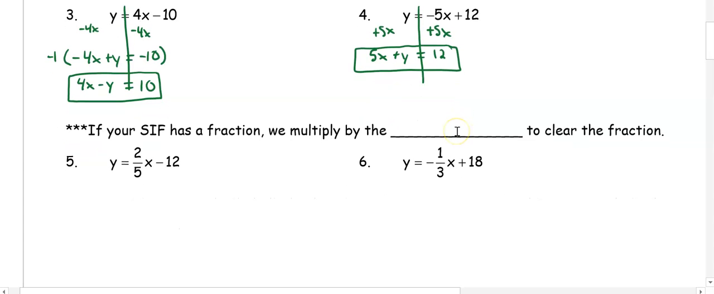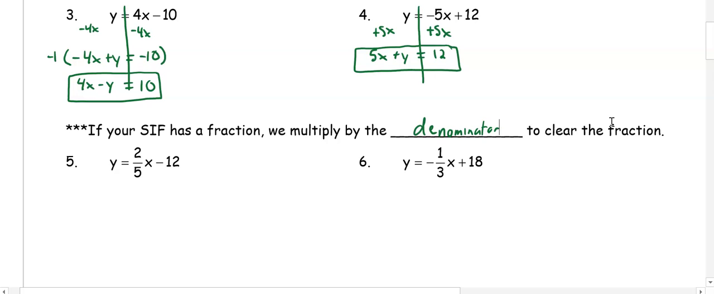If we are in standard form or slope-intercept form and it has a fraction like 5 and 6 do, we want to multiply by the denominator to clear the fraction. So to multiply by the denominator, that is the bottom number of the fraction. Okay, we're always going to multiply by a positive and then worry about if we have the correct sign later on.